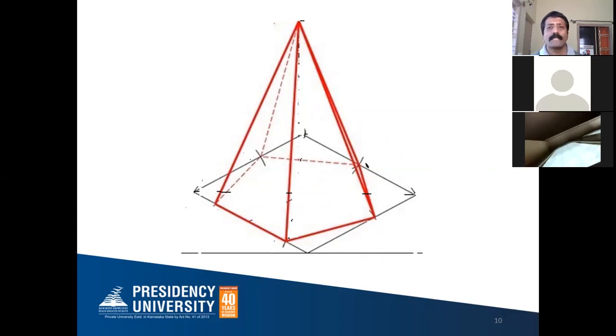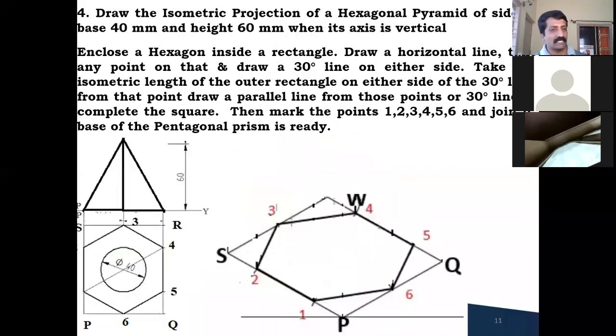Not an issue. Next, coming to the slant edges, from here to here you can see, 4 slant edges you can see. You cannot see this slant edge which is behind. So this completes the isometric version of the pentagon pyramid. That's all. So we'll go to the next one, hexagon.